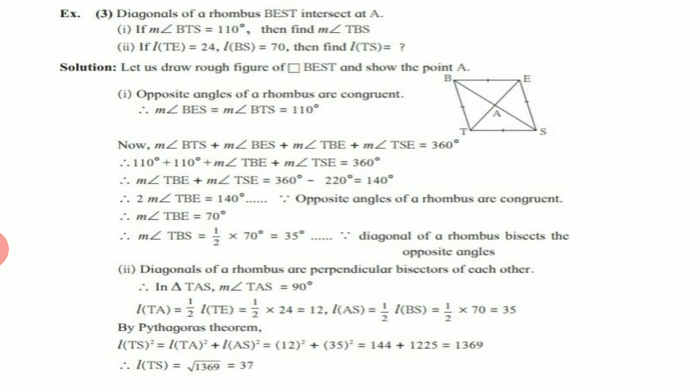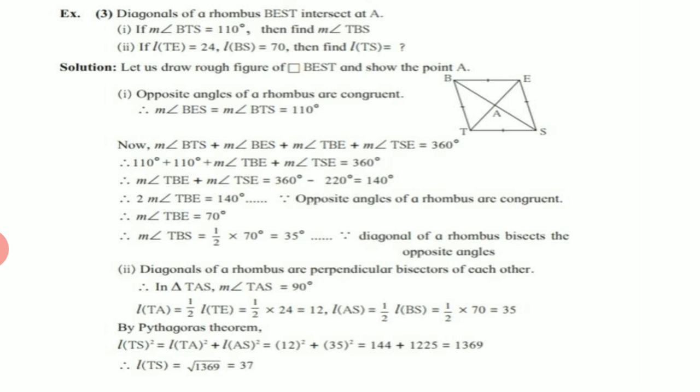Therefore, 2 into measure of angle TBE is equal to 140 degrees because opposite angles of a rhombus are congruent. Therefore, measure of angle TBE is equal to 70 degrees. Therefore, measure of angle TBS is equal to 1 upon 2 into 70 degrees, as diagonals of a rhombus bisect the opposite angles. Therefore, measure of angle TBS is equal to 35 degrees.